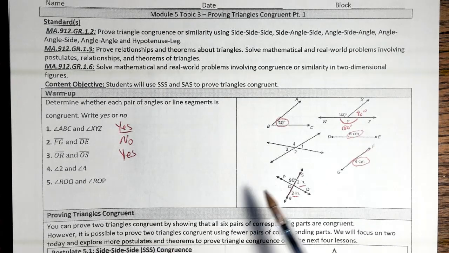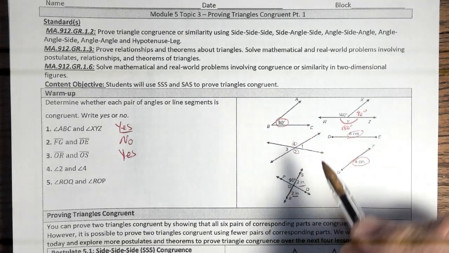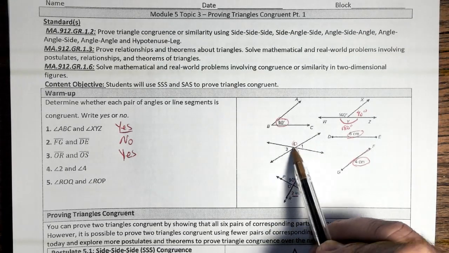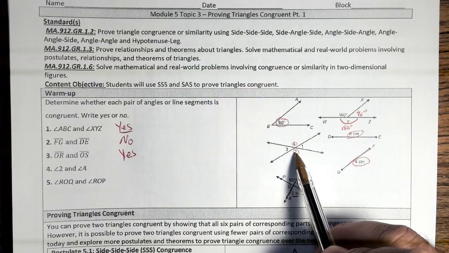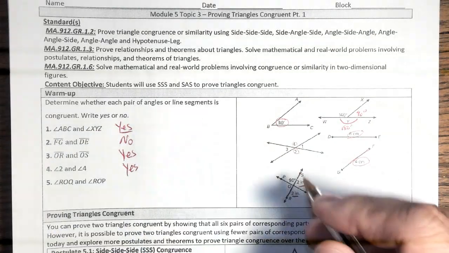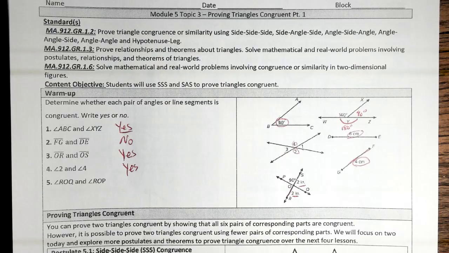All right, number 4, angle 2 and angle 4. So notice these are vertical angles. These are made by 2 intersecting lines, and the angles that are on top of each other, so in this case 2 and 4, are congruent. So this would be yes. And for these, 1 and 3 would also be congruent, just while we're talking about it.